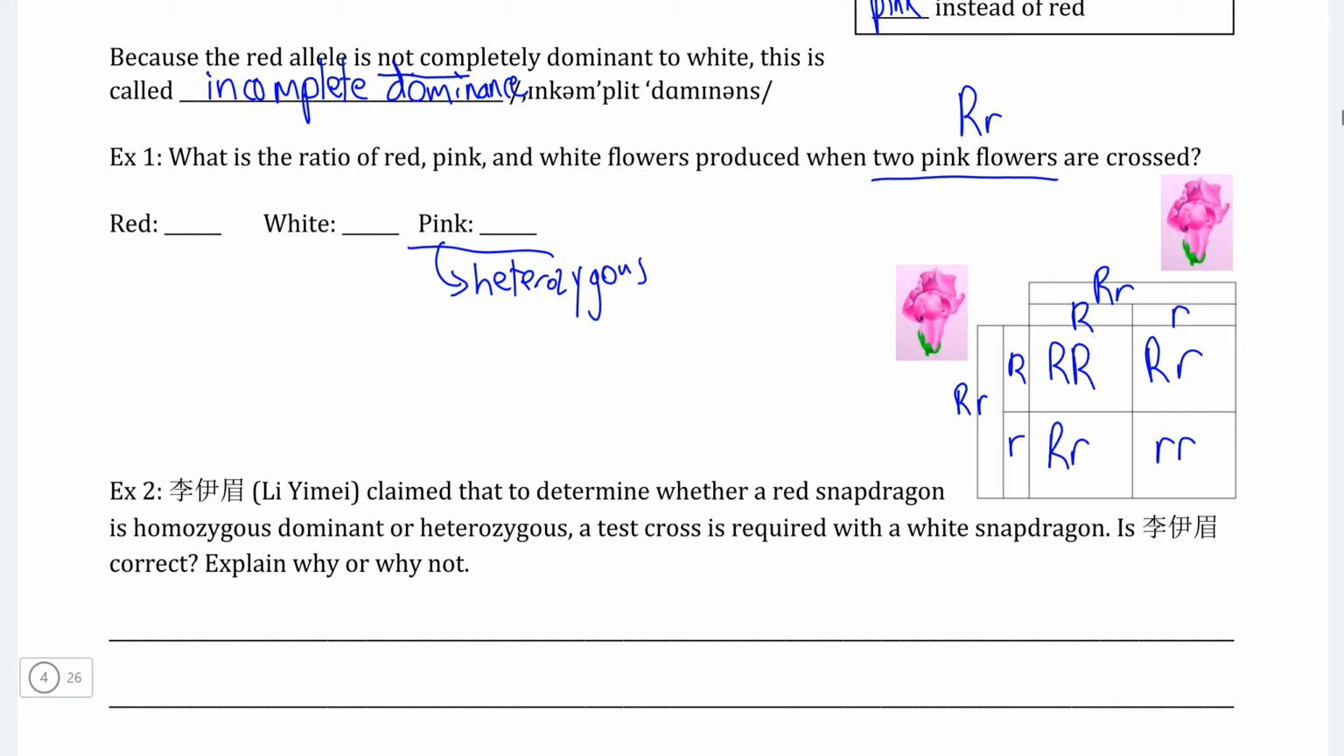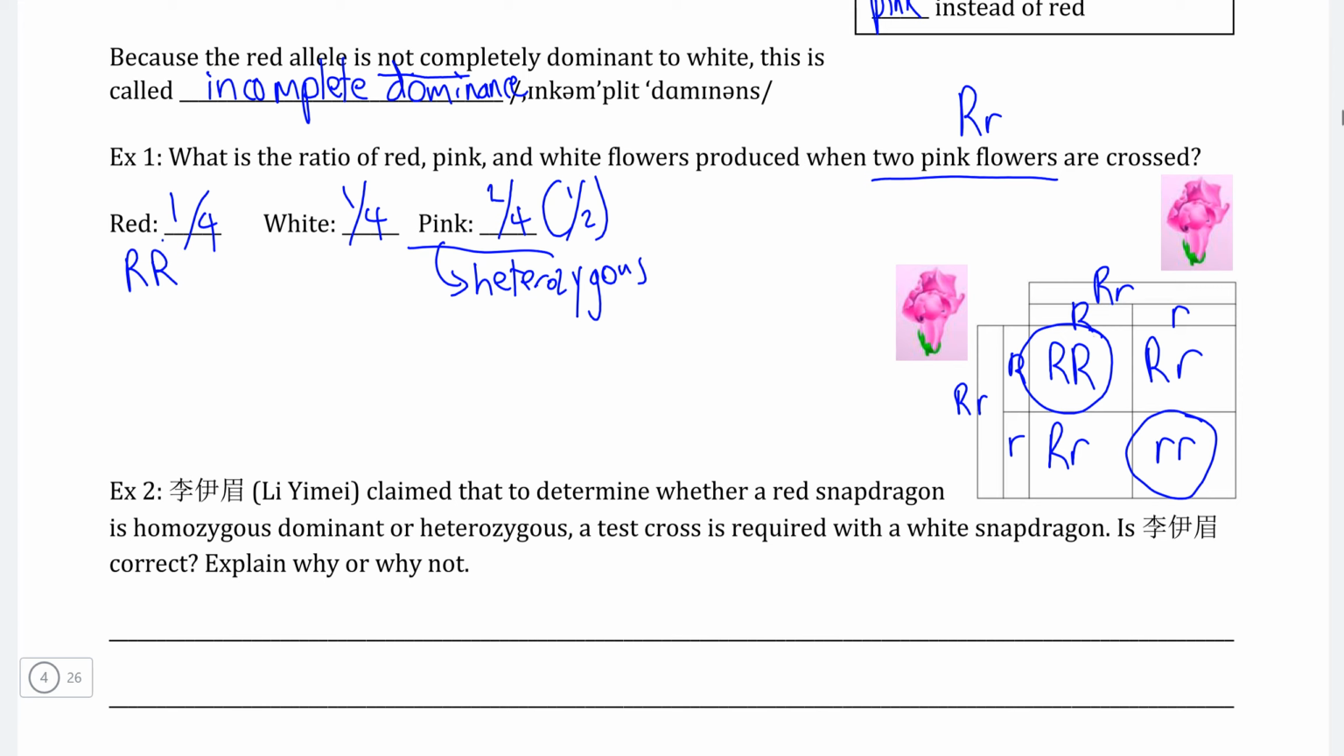So what we need to do is consider each individual genotype as a different phenotype here. We only have one homozygous dominant organism that would be produced here, so for every four offspring that are produced, only one would be red according to the inheritance ratio. Likewise, we would expect only one to be white because only one of them is homozygous recessive, while 2 out of 4, or 1/2 if you prefer lowest terms, would be heterozygous and therefore would be pink.